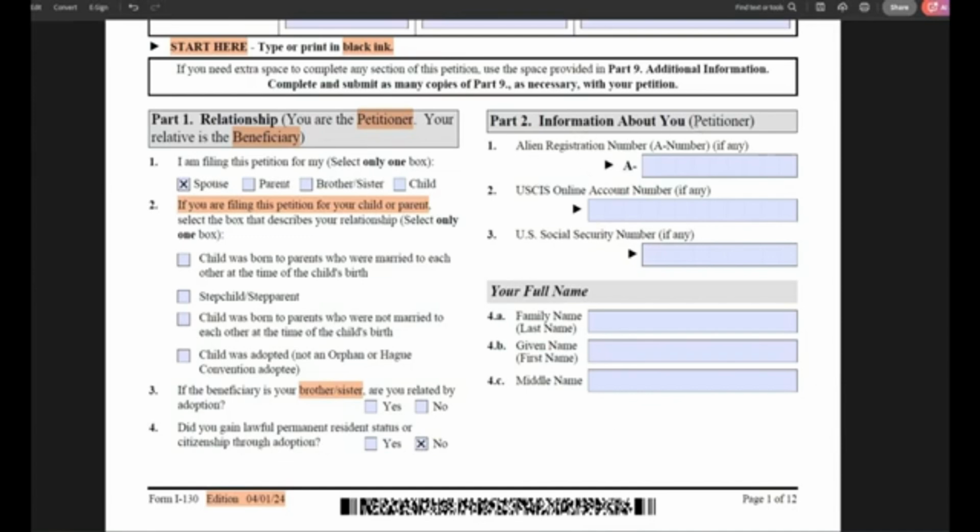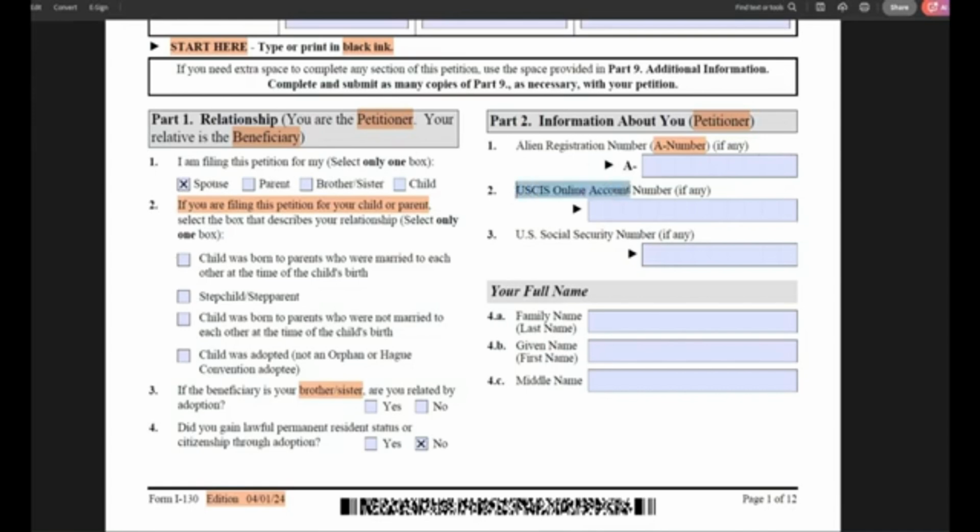Next, provide your information as the petitioner. Provide your alien registration number. You will only have an alien registration number if you are the kind of petitioner who is a permanent resident or used to be a permanent resident and naturalized. If you were born in the United States or if you acquired your citizenship through your parents, you do not have an A number. If a question doesn't apply to you, you can simply leave it blank, or you can write not applicable after you print out this application. In our case, our petitioner does not have an alien registration number.